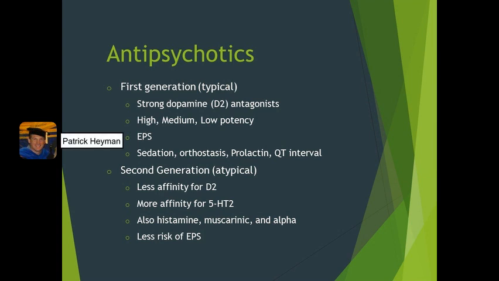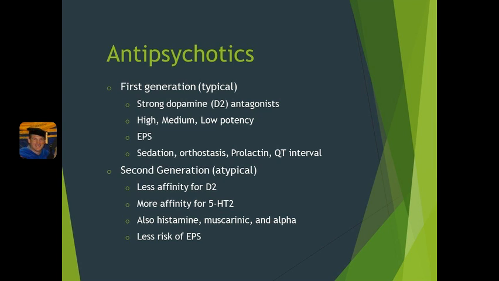Now, there are two generations of antipsychotics. First generation, typical, and second generation, atypical. So the typical ones have a very strong affinity for dopamine D2 receptors. They are very, very strong blockers of dopamine. We separate them into high, medium, and low potency drugs.